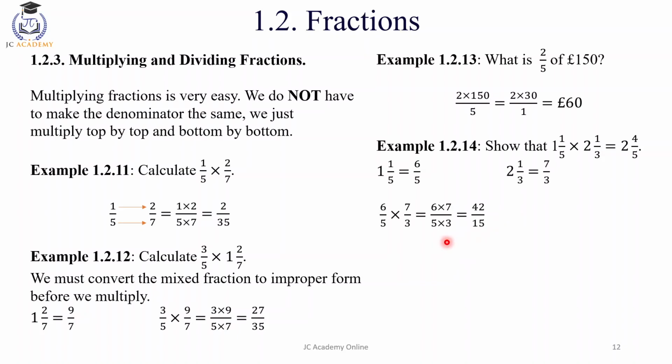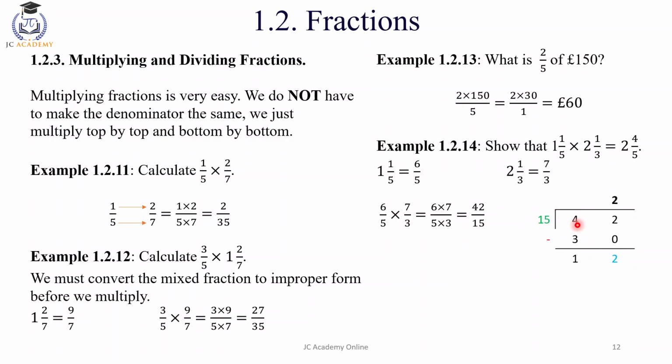Now we just rewrite it again. So we have 6 over 5 multiplied by 7 over 3. 6 times 7 is 42. 5 times 3 is 15. Okay, but at this stage, although we have the answer, it's not in the form that is required, because we need to show that these two, when we multiply together, get to 2 4/5. So what we need to do is 42 divided by 15.